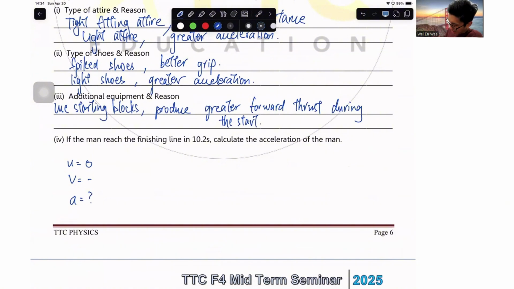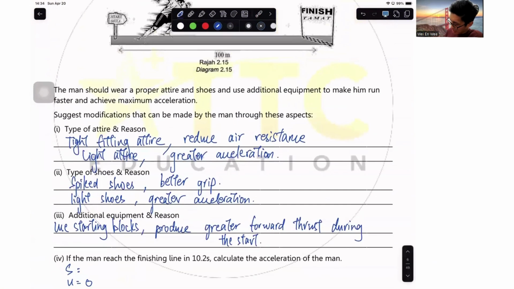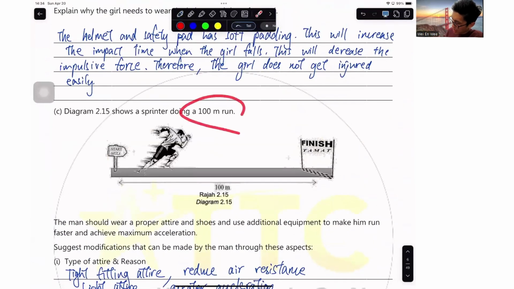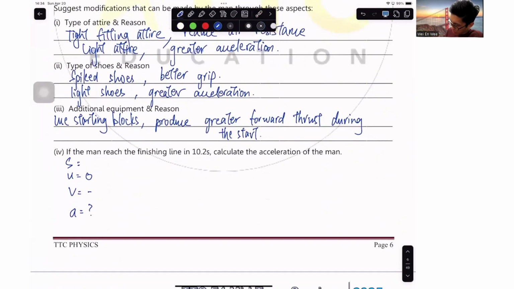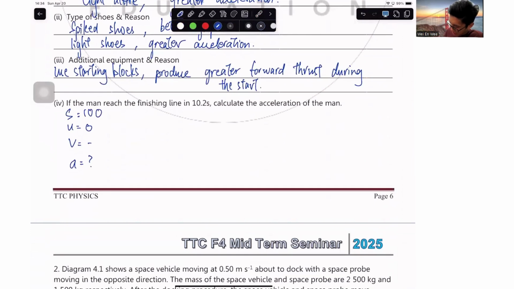So I'm trying to find acceleration. The distance that I'm running is 100 meters, a 100-meter run. Time t is 10.2 seconds. So I'm going to give you the formula s equals ut plus half at squared. Substitute everything inside and give me an acceleration.